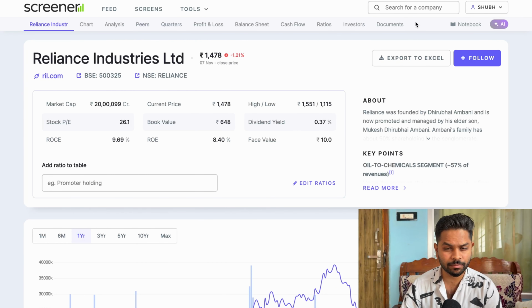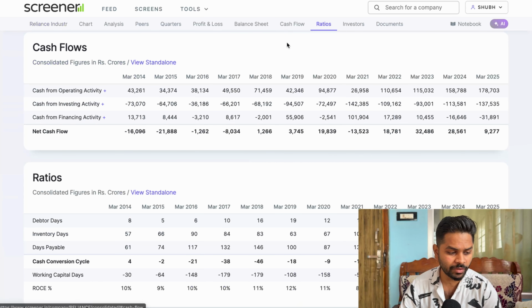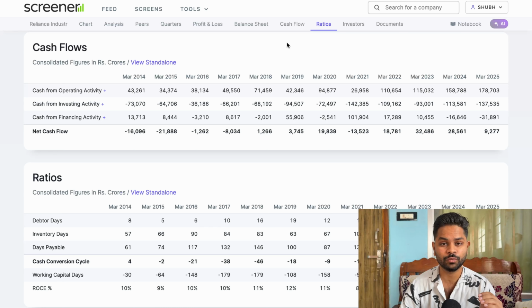Now we are at the Reliance Industries stock page. Nothing you have to do, just easy. Go to the second line and click on cash flow statement. Once you come to the cash flow statement, you will see three things, right? And we will learn each of the three things one by one.